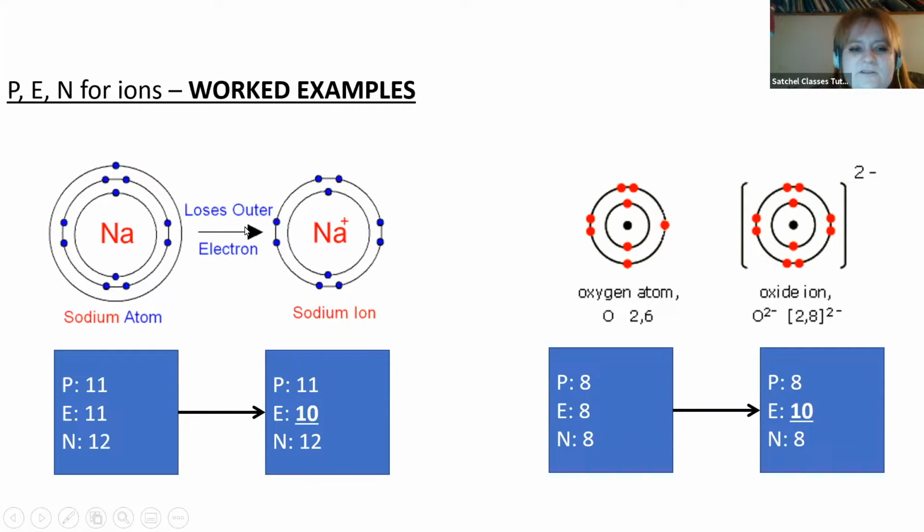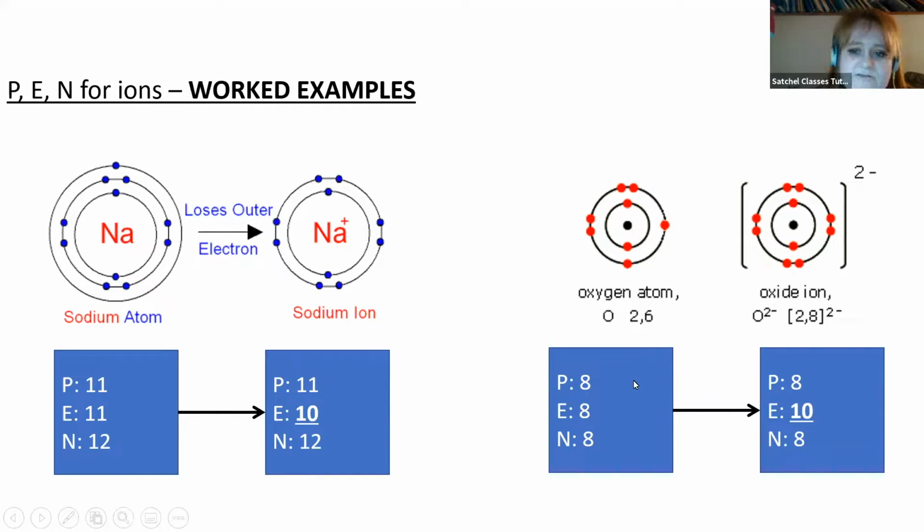So when it loses an outer electron, the protons stay the same, they sit in the nucleus and don't get involved. It's only electrons getting involved in the bonding. We've lost 1, so we're down to 10 electrons, and that becomes the sodium ion. So the sodium ion has 10 electrons, and the sodium atom has 11.